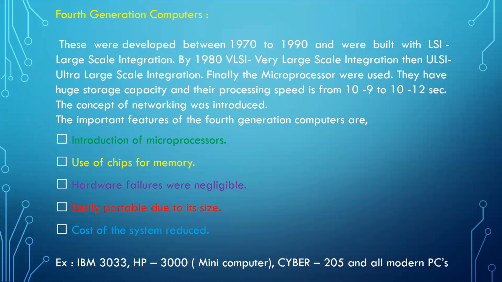Due to the use of microprocessors in the computer, the size was reduced enormously, cost was reduced, and the speed was improved. For storage, we have used memory chips. And these computers are easily portable from one place to another due to their smaller size. This is about the 4th generation of computers.